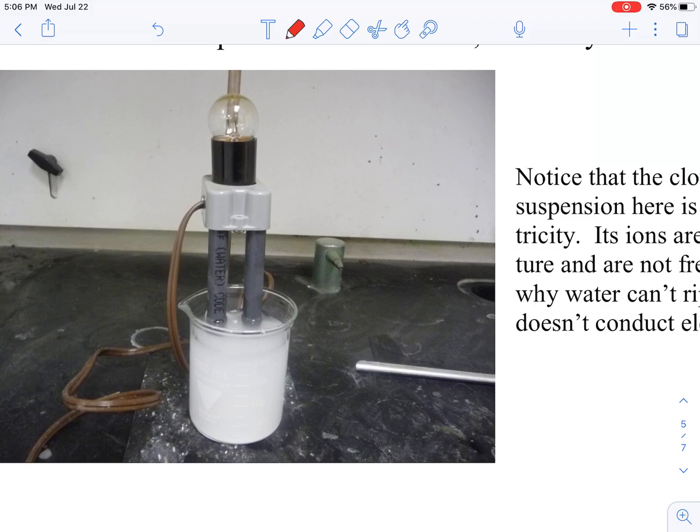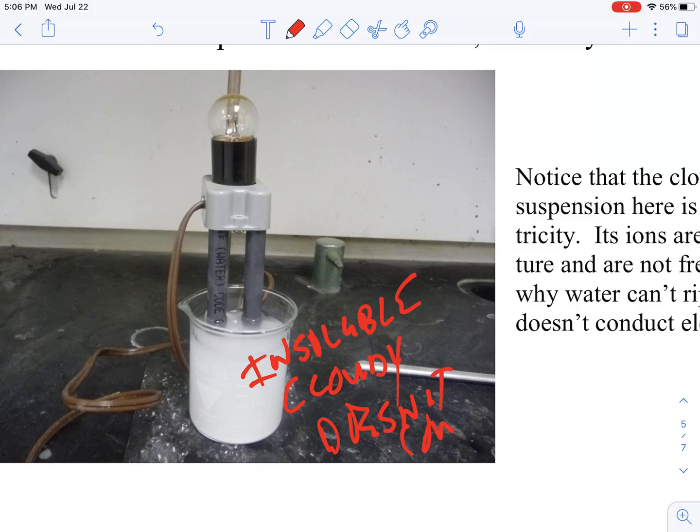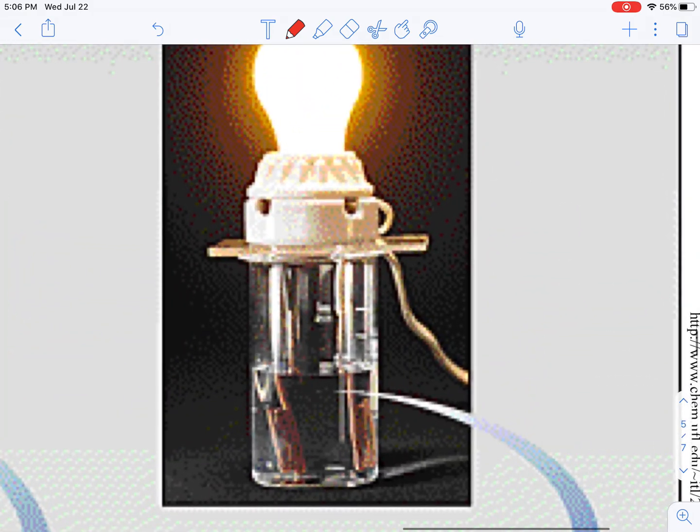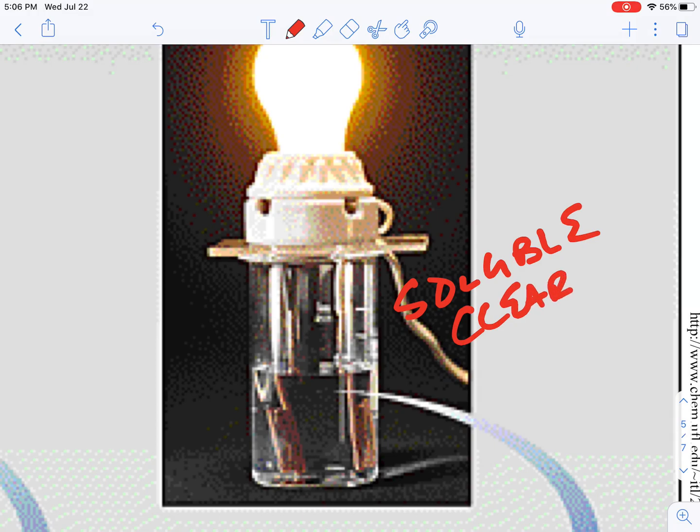Ionic compounds like this one that are cloudy do not get ripped apart. The ions are there, but they're locked together and they can't move, and if they can't move, they don't conduct electricity. So this here is insoluble, it's cloudy, and it doesn't conduct. All right? Something like this is soluble, it's clear, which is why it dissolved, and it does conduct.